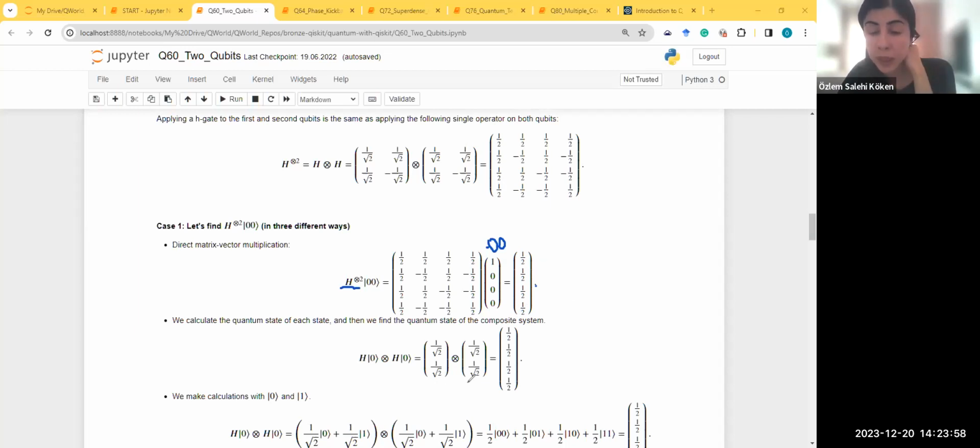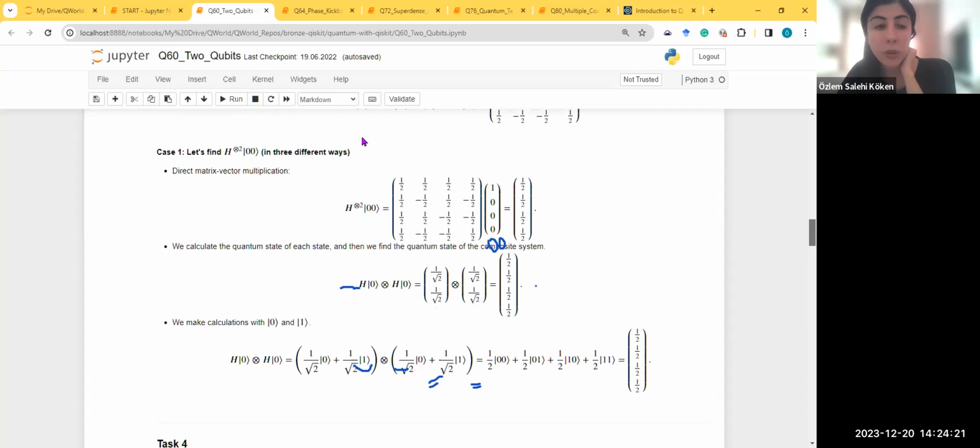And this is the second way, the way I mentioned at the beginning. I apply Hadamard to first qubit, I apply Hadamard to second qubit, and those are the resulting states. Then I take the tensor product of those 2 resulting states, and I get the same result, which is expected. And finally, you could use state representation here.